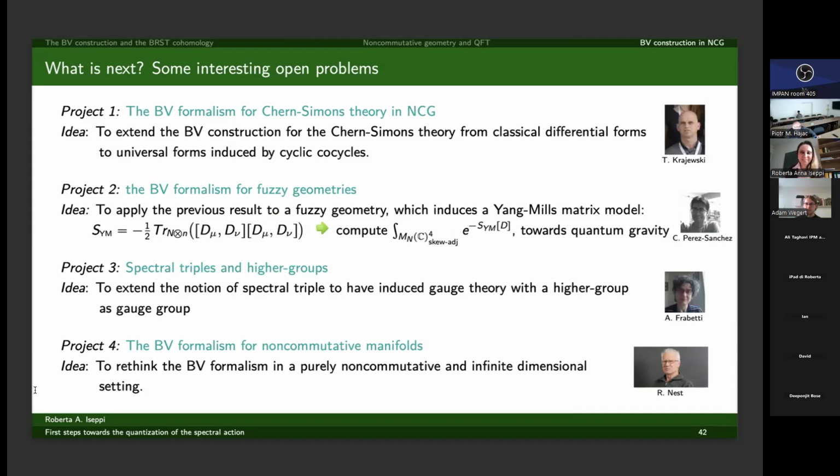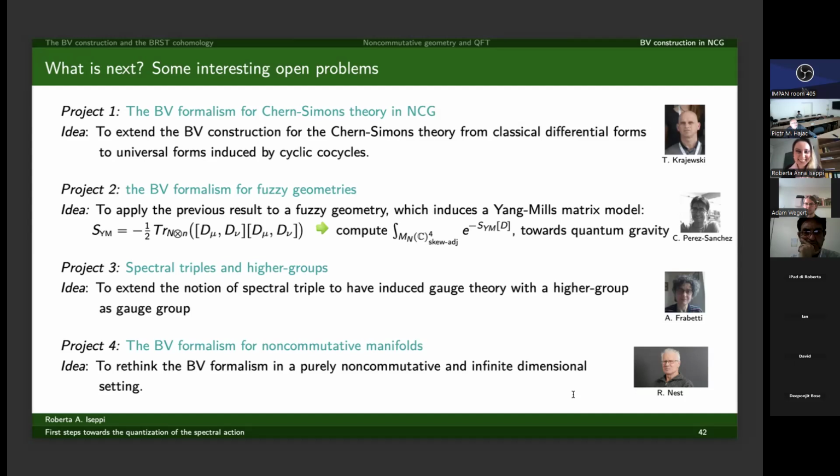Alessandra Frabetti, my goodness, I haven't seen her for decades. Yeah, okay. She is now a lot in this higher structure world. So we are trying to find a definition of a spectral triple with the higher gauge groups. Let's see. Okay, so these are your projects with these people, or these are projects of these people? No, I'm working on this project with these people. That's it. Okay, this looks very good.